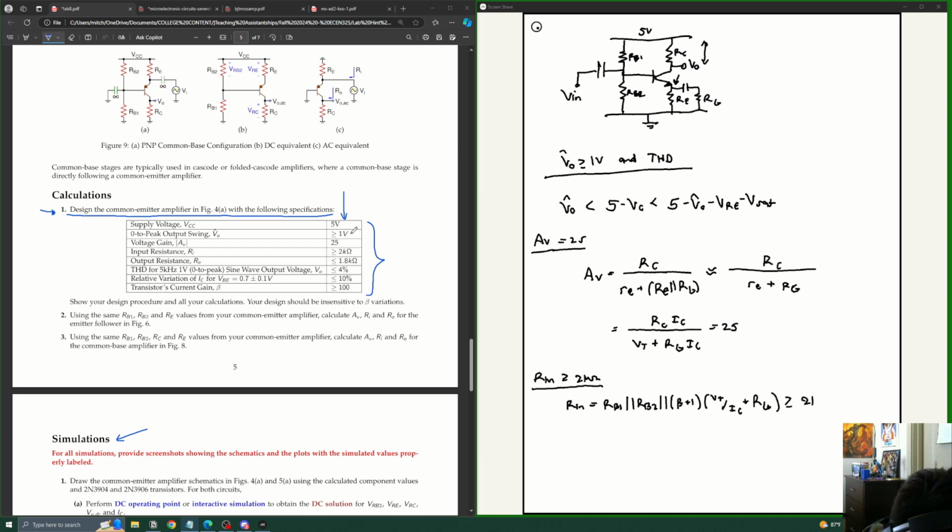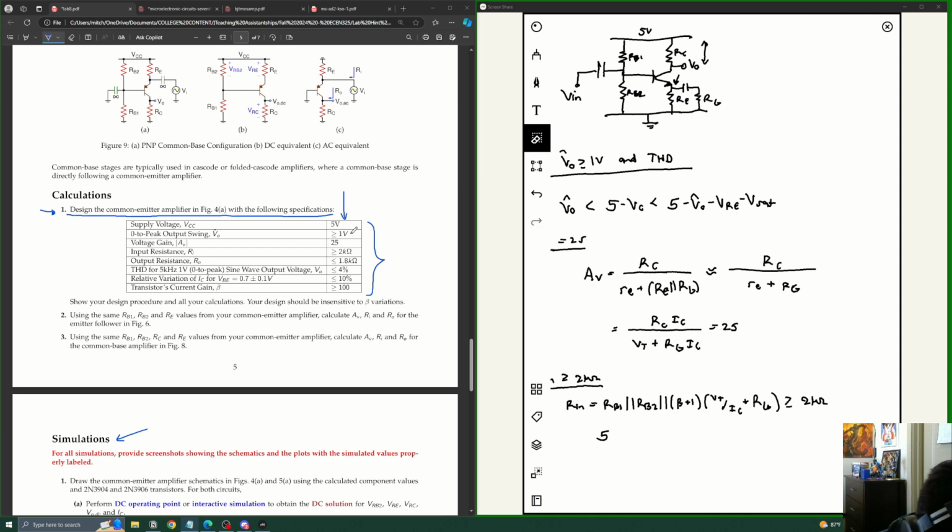And that has to be greater than 2 kiloohms, right? One of the things that also just comes with experience is that low beta is only ever going to hurt us. So I'm just going to assume that beta is the lowest possible for the spec, so 100, right? So this leaves us with the relationship for Rn being 5. Well, sorry.